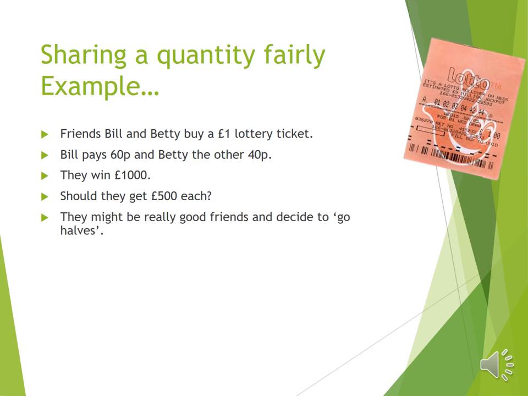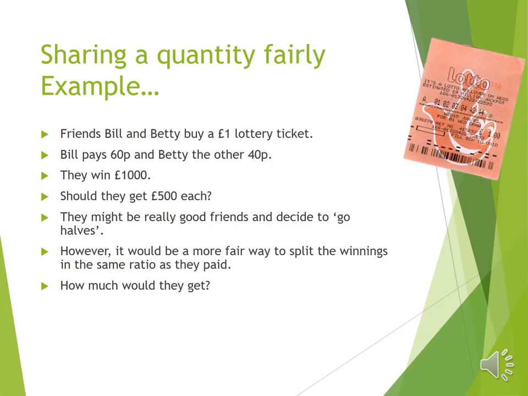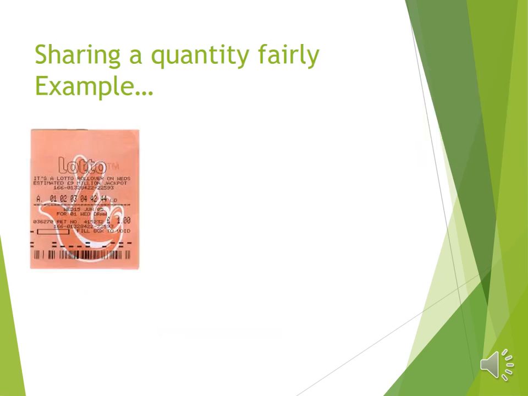They might be really good friends and they might decide to go halves. That rarely happens in real life as such. However, it would be a fairer way to split the winnings in the same ratio as they paid. So how much would they get? That is the question. So let's have a look.